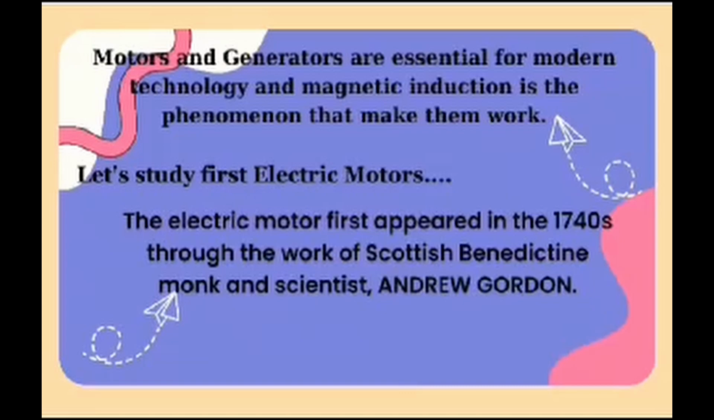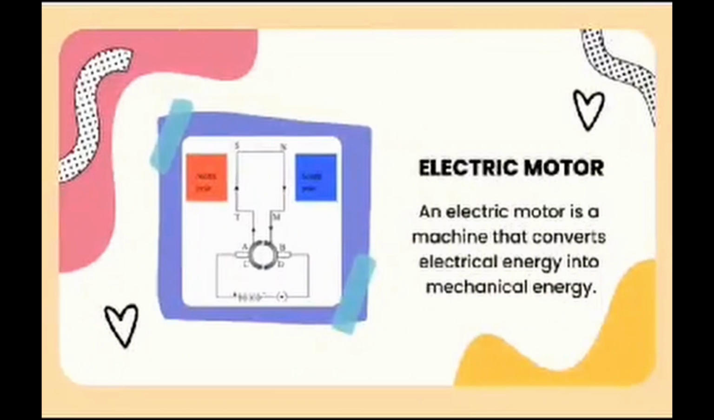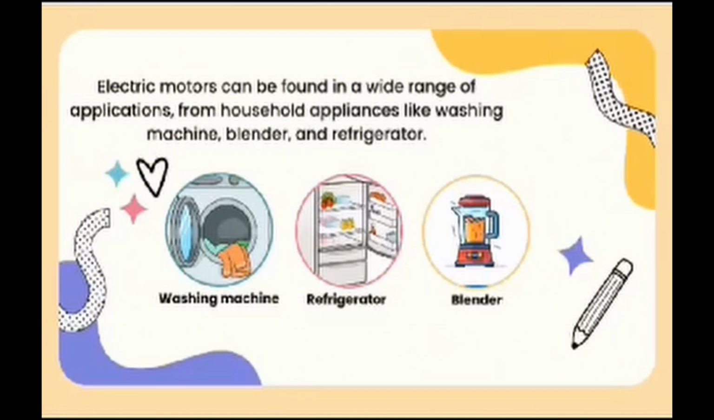The electric motor first appeared in the 1740s through the work of Scottish Benedictine monk and scientist Andrew Gordon. An electric motor is a machine that converts electrical energy into mechanical energy. Electric motors can be found in a wide range of applications, from household appliances like washing machines, blenders, and refrigerators.